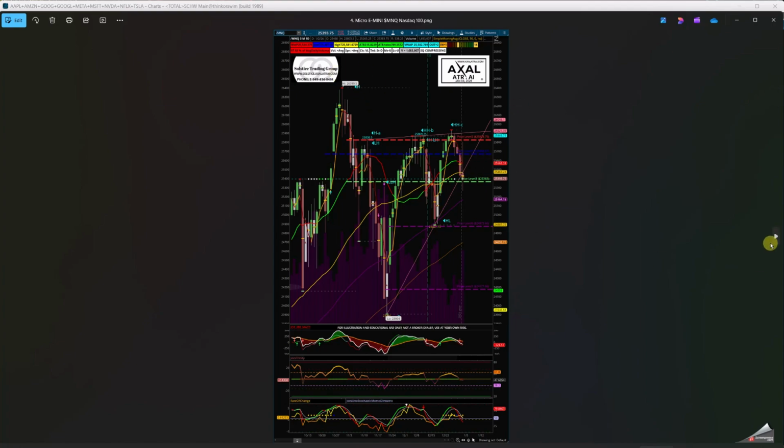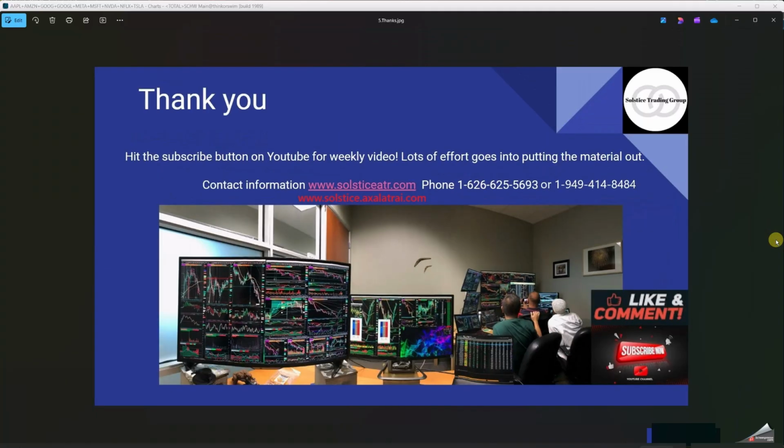Let's see what the market will offer us on Monday. And remember, we had Venezuela, and President Maduro was basically taken by the U.S. military to New York for indictment. So let's go to the next chart.